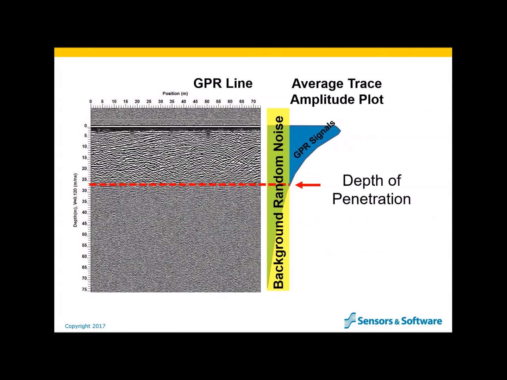I will also set up a future webinar by mentioning that random noise can be suppressed by stacking the data. If the noise floor is lowered, that means we can see the GPR signals deeper and therefore increase the depth of penetration. This is what our new pulse echo ultra receiver does. More about that in a future webinar.